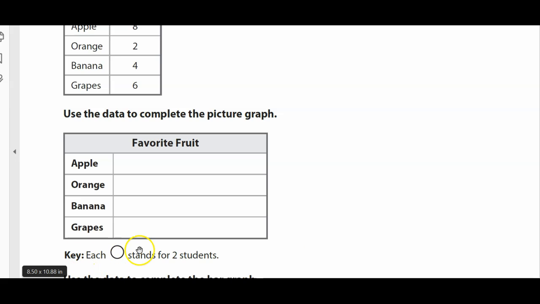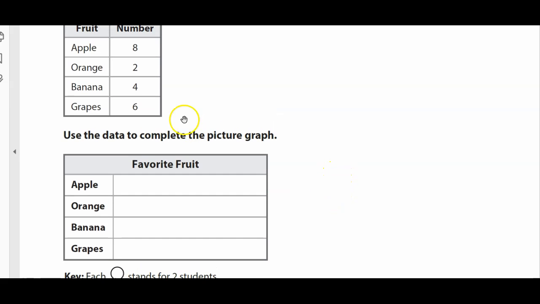Okay. I'm going to have to use a key. What's the key that I have to use here at the bottom? A circle. And each circle represents how many students? 2. 2 of them. Okay. So look at my chart right here at the top.